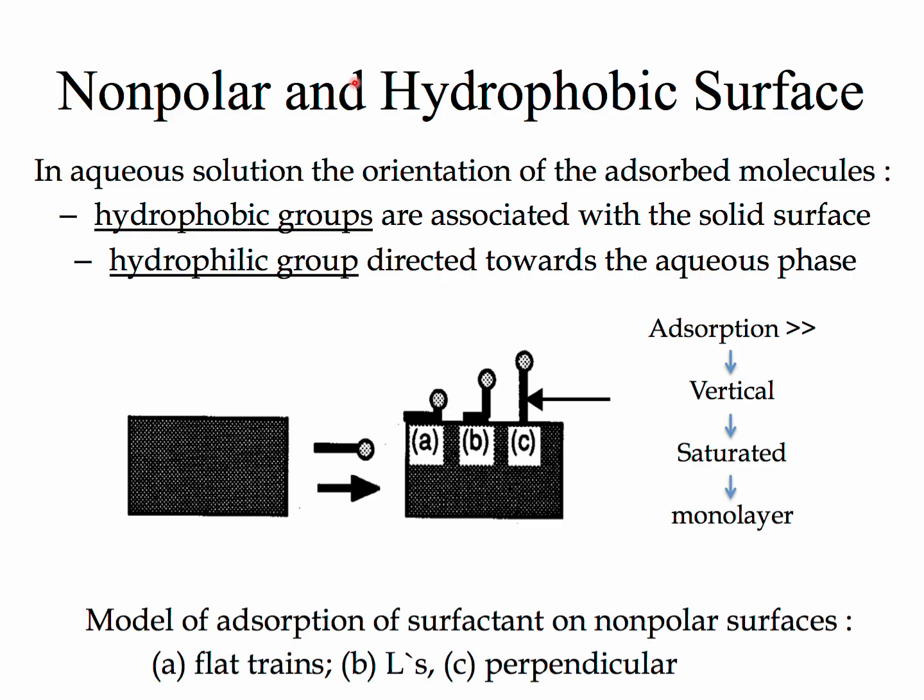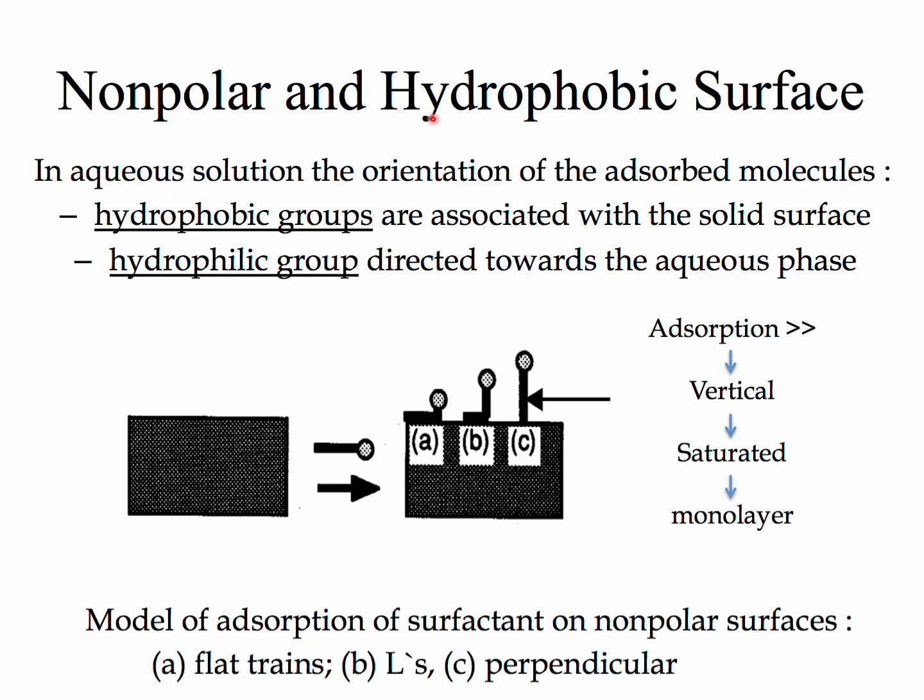As more molecules are adsorbed, they begin to form a structure such as loops or L-shaped arrangement. This is where we increase the concentration of the surfactant in the solution. And then at a higher adsorption level, the molecules start to stand more vertically with their hydrophobic tail attached to the surface and their hydrophilic heads pointing outward into the solution. Eventually, the surface becomes fully covered, forming a saturated monolayer.